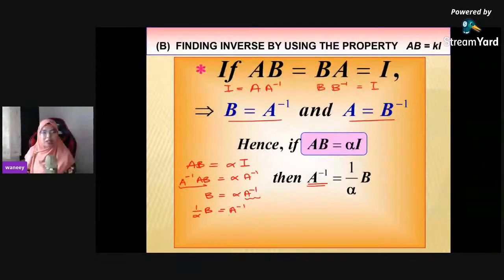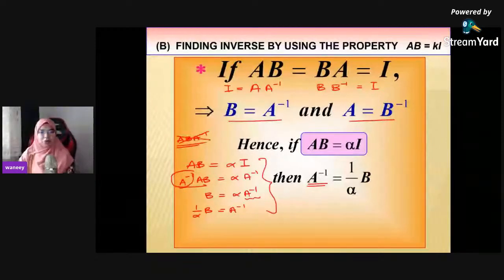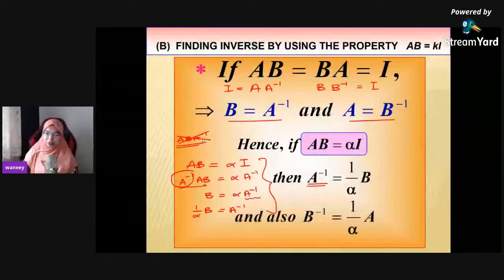So this is how we derive it. We should multiply with A inverse on the left hand side. Be extra careful when you want to multiply with A inverse. Do multiply on the left hand side because only A inverse times A can be simplified. If we multiply on the right hand side, it becomes A B A inverse, which cannot be simplified. So be extra careful where you multiply the A inverse. Now the same procedure will happen if you multiply with B inverse. So B inverse is equal to 1 over alpha multiplied with A.